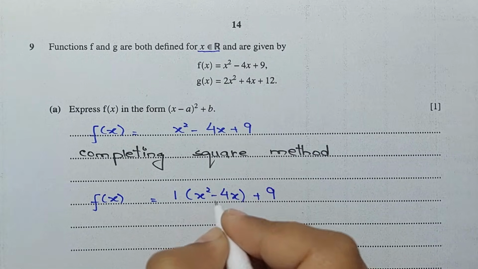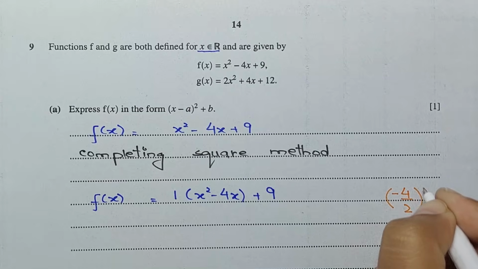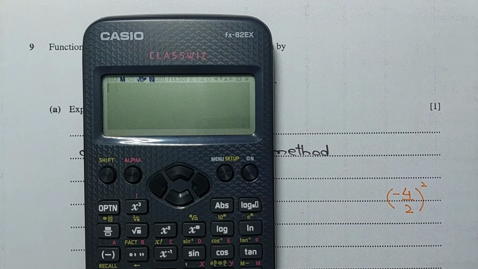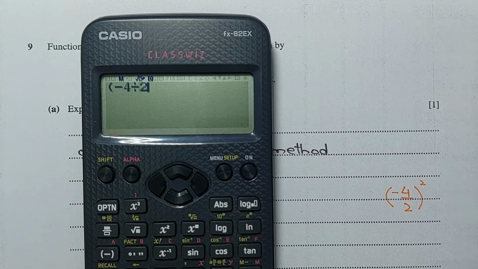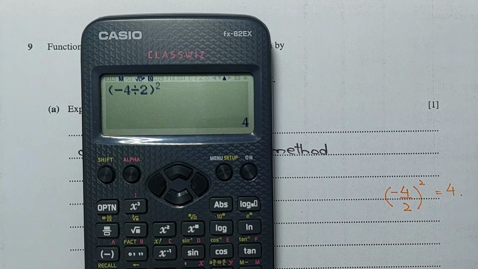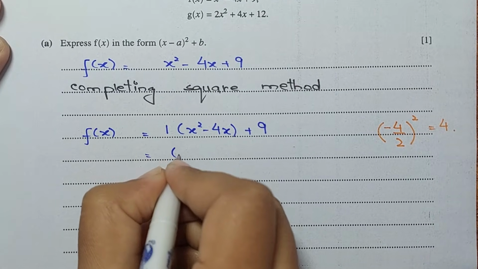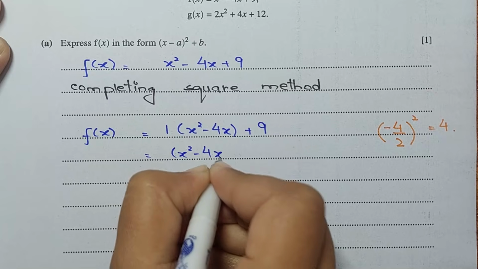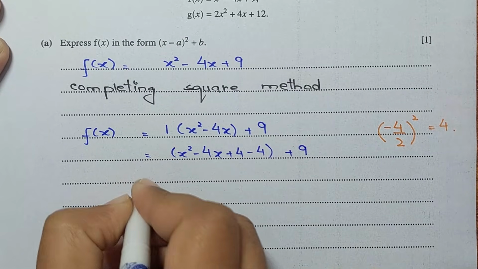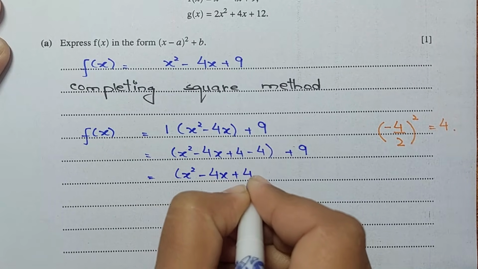In the next step, you have to pick the coefficient of x, which is negative 4, divided by 2, and take its whole square, which is equal to 4. So you need to add and subtract 4 inside the bracket, right? So here we have x square minus 4x plus 4 and minus 4, plus 9 is as it is. Now combine the first three terms inside the bracket and the fourth term is outside.